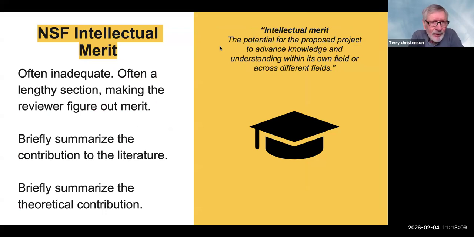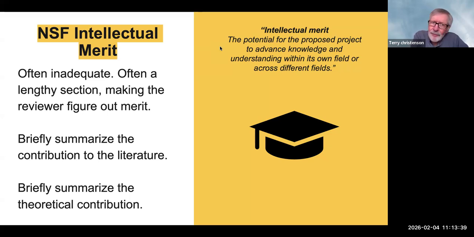Okay, again with NSF, for example, intellectual merit, this is really often inadequate. I would say at least half, maybe more, but at least half of the intellectual merit sections that I read don't really address intellectual merit. What they do is simply repeat what is being done. You've probably already read that, with basically what's being done and the problem you're solving. I don't need a rehash of that.